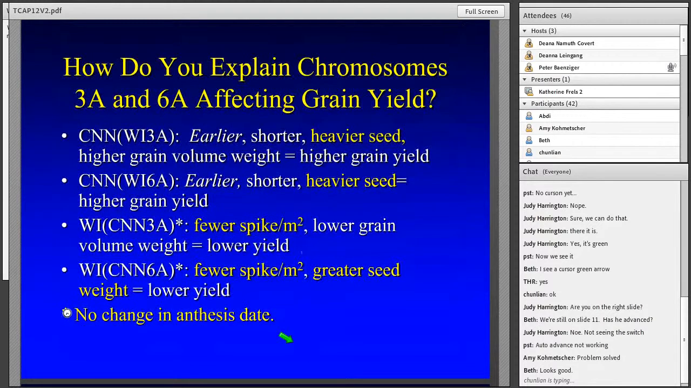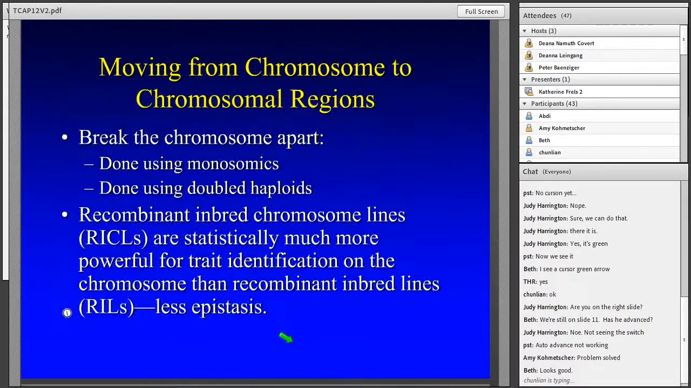Well, okay. So how do we explain the effect? Cheyenne, Wichita 3A: earlier, shorter, heavier seed, giving you the higher grain yield. 6A, again, earlier, heavier, shorter, heavier seed, giving you the higher grain yield. The Wichita Cheyenne 3A, fewer tillers. Okay? Wichita Cheyenne 6A, fewer tillers. But again, in the Wichita case, no change in anthesis state. That becomes extremely useful in trying to figure out what actually had occurred.